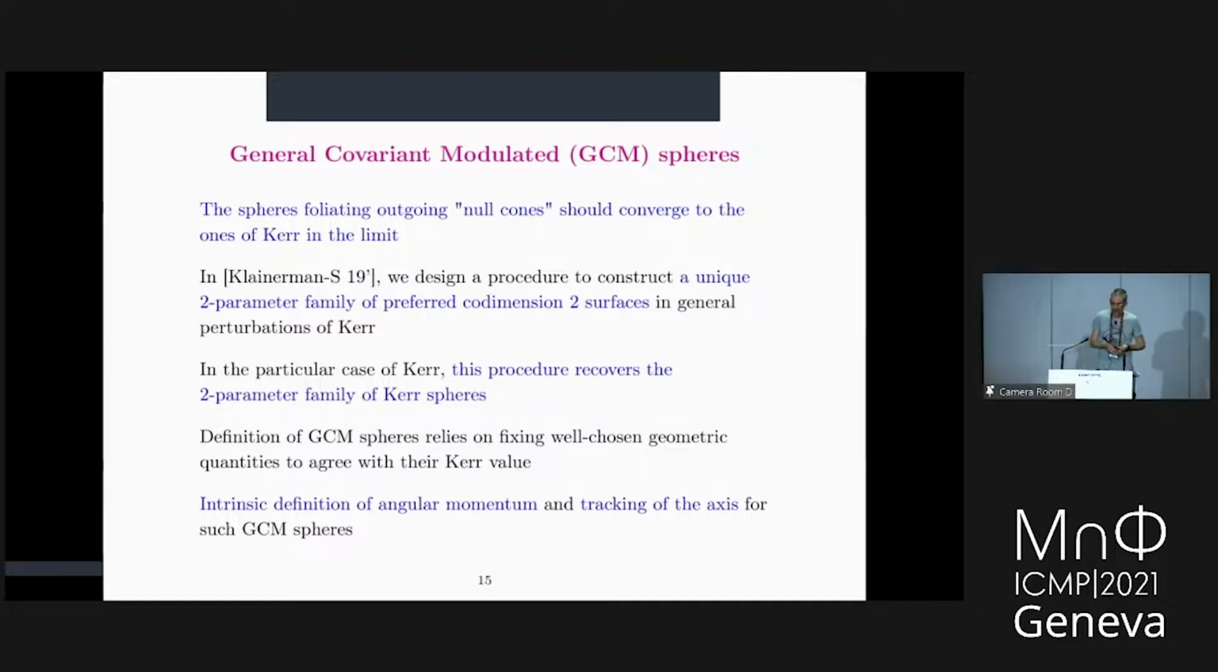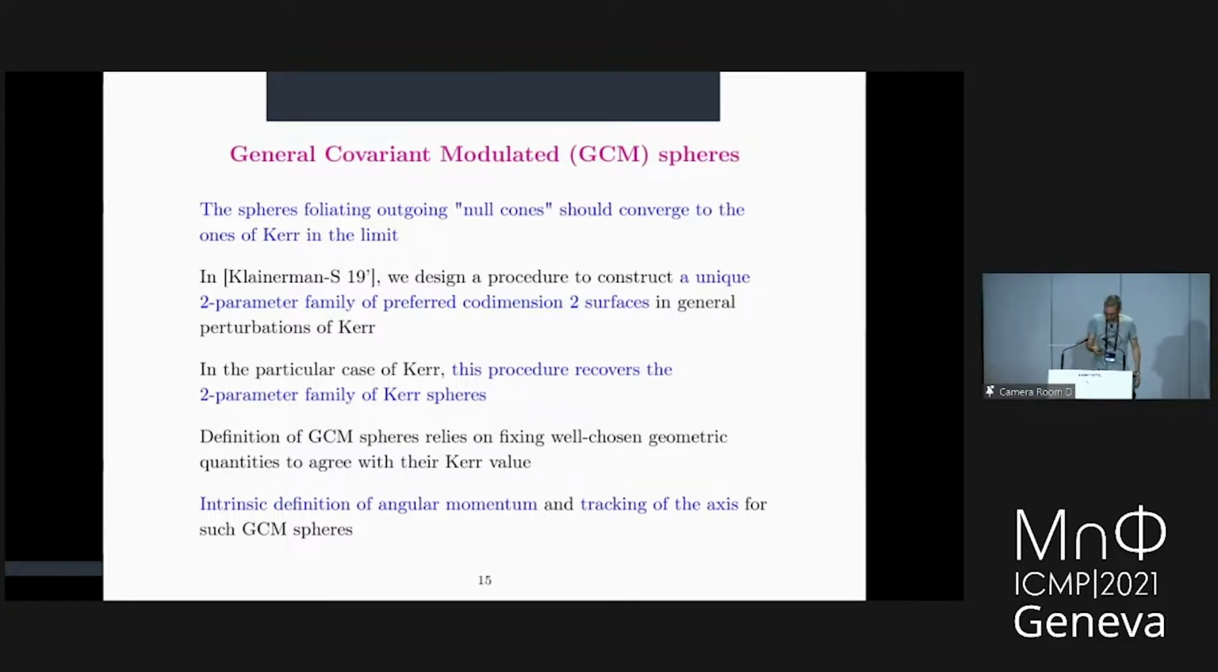Okay, but first, let me talk about these special spheres that are supposed to track the center of mass. We give a special name to these spheres because they are very important in the proof. We call them general covariant modulated, because they deal with the kernel due to general covariance, and modulated because dealing with the kernel at the nonlinear level is what is the so-called modulation.